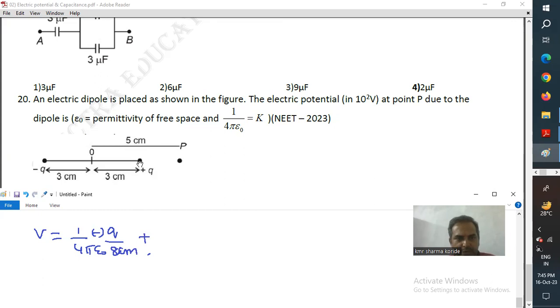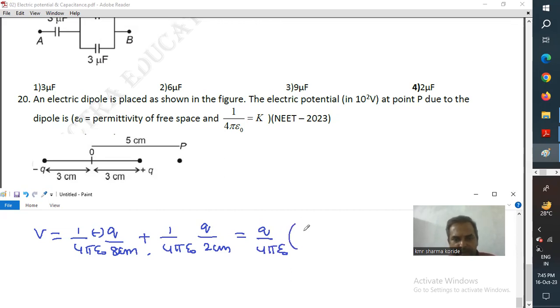Plus the potential due to the positive charge. The positive charge is here. Total is 5 from the center of the dipole. So subtract 3 from 5. That will be the distance of the point P from the positive charge. So therefore 1 by 4 pi epsilon naught, Q by, this is a positive charge, but what is the distance? 2 centimeters. 5 minus 3, 2 centimeters. So now 1 by 4 pi epsilon naught, and Q also you can take out common. So QK, 1 by 4 pi epsilon naught, first you write down.